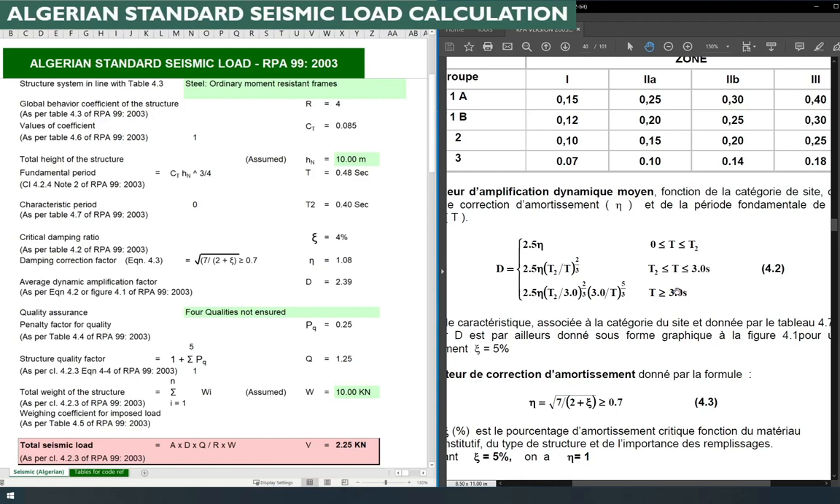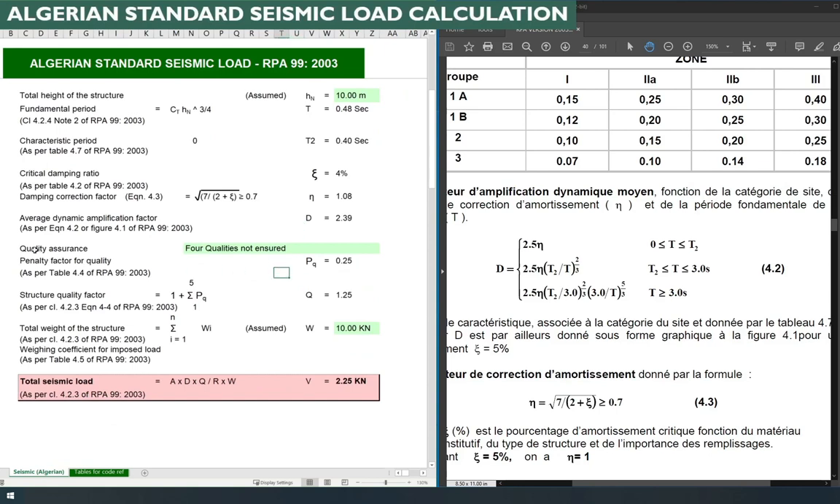Similarly, if our fundamental period is greater than or equal to T2 and less than or equal to 3 seconds, then we have to use 2.5 eta into T2 divided by T power 2 by 3 as the D value. Similarly, if T is greater than or equal to 3 seconds, another formula is to be used. In our case it is the second one, whereas our T2 is less than T, but T is less than 3 seconds. By applying this condition and formula, I am getting the average dynamic amplification factor D as 2.39.